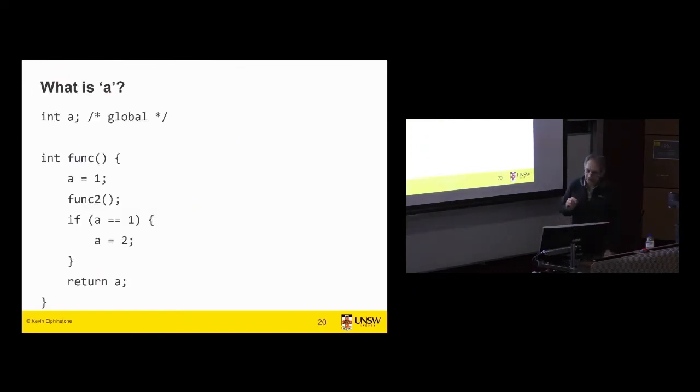Okay, so here's our bit of code again. We're running in a coroutine environment. We've got a function. We assign a, we call some other function, and we've got our usual sort of weird test that assigns to it. And the question is, what's the value of a again? Exactly, it depends on whether function 2 calls yield.